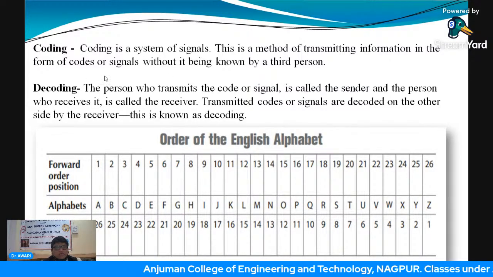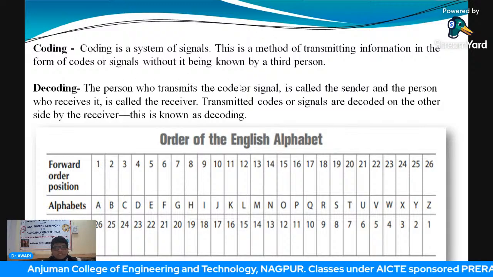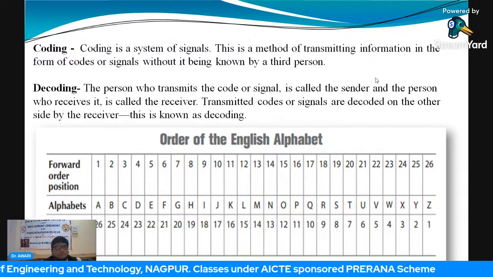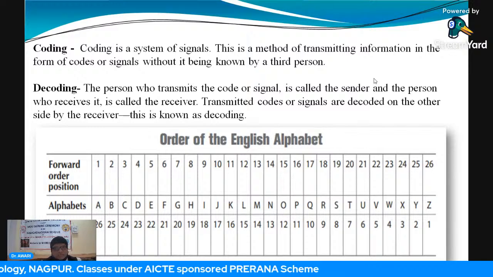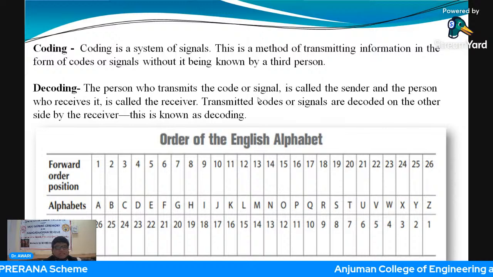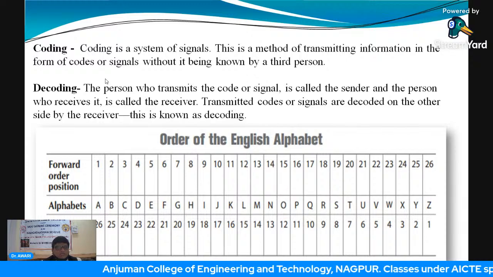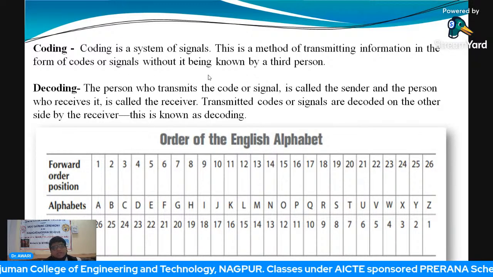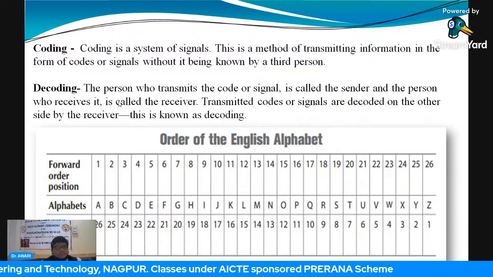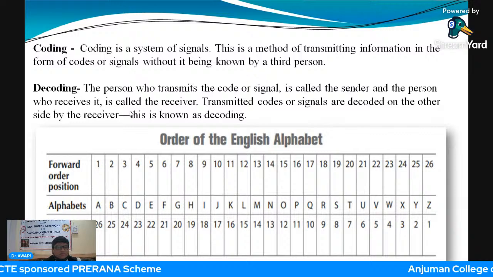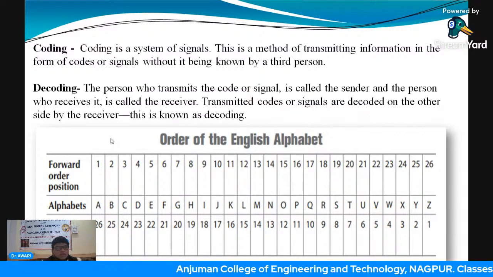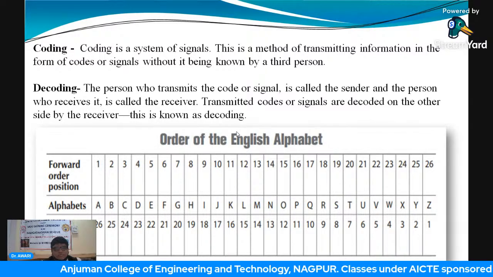So what do you mean by coding? Coding is a system of signals. This is a method of transmitting information in the form of codes or signals without it being known by a third person. For example, computer science and engineering, information technology, and electronics and engineering students most extensively deal with coding and decoding. The person who transmits the code or signal is called the sender, and the person who receives it is called the receiver. So transmitted codes or signals are decoded on the other side by the receiver. This is known as decoding.